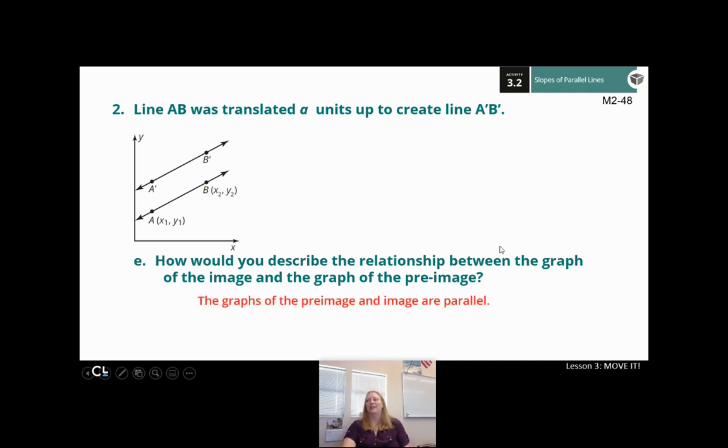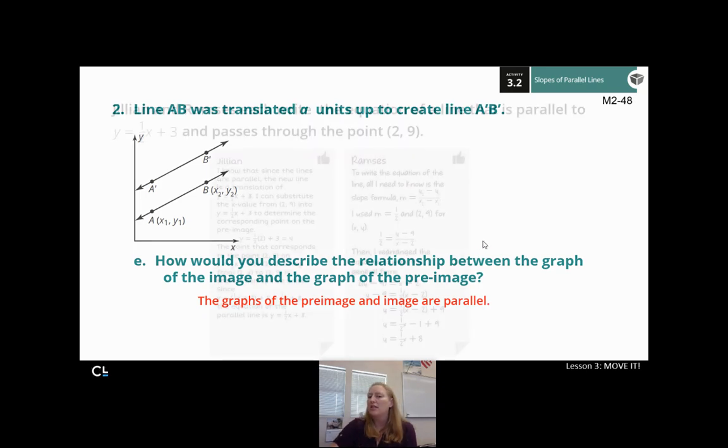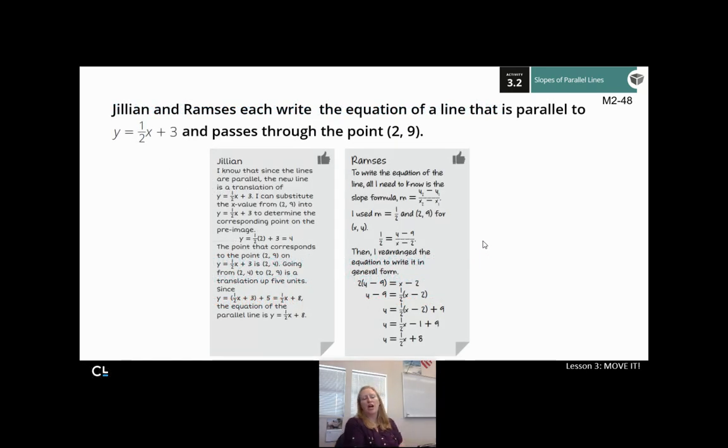Yeah, guys, they're parallel. The graphs of the pre-image and image are totally parallel, and we are very not surprised by that discovery because we kind of knew that was coming, let's be honest. So this is actually really interesting. It looks like the slopes of parallel lines are the same. So if you have two lines that are parallel, you have the same slope. This leads us to some interesting methods to find equations for parallel lines.